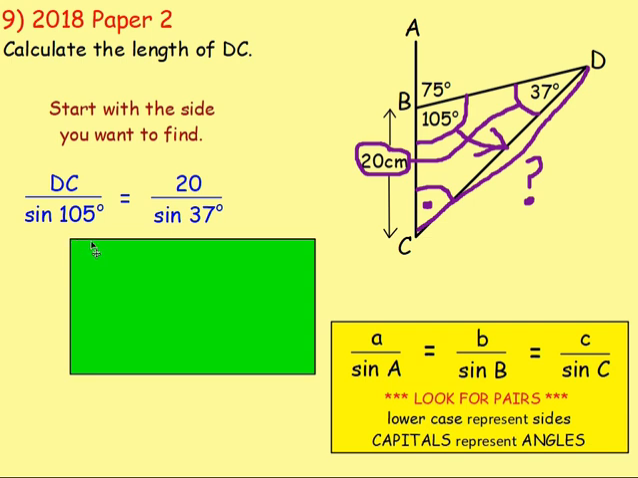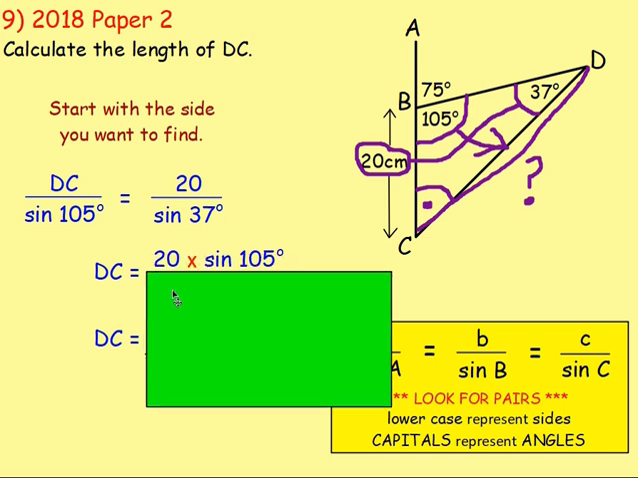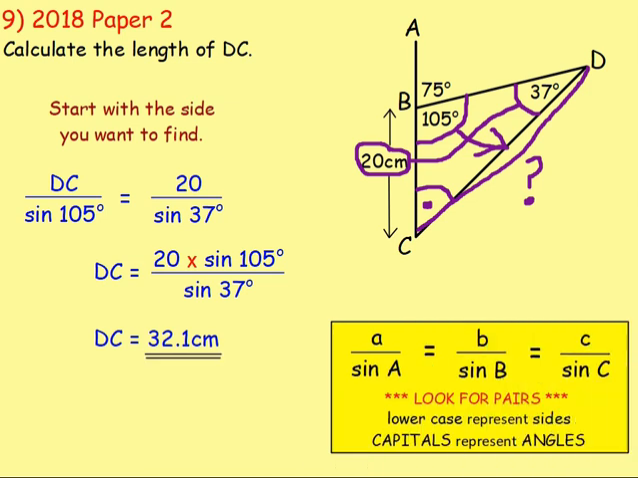If you get DC just on its own, you're getting rid of divide by sine 105, so you multiply both sides by sine 105. So it's 20 times sine 105 divided by sine 37. Again, when you multiply, you put whatever it is you want on the top. And from there, how would you work that out? That's paper two, so just use your calculator. And you end up with 32.1 centimetres. So that is the length of DC that we are asked to find.